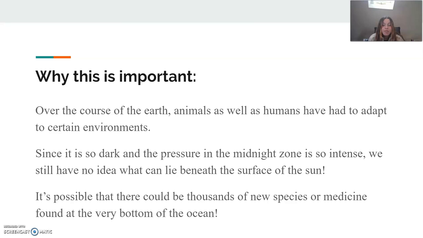most of the ocean. Right now, most of our knowledge comes from the first two zones, but as our technology progresses and increases and gets better, there is a great possibility, if almost a certainty, that there are thousands of species that we have yet to discover.